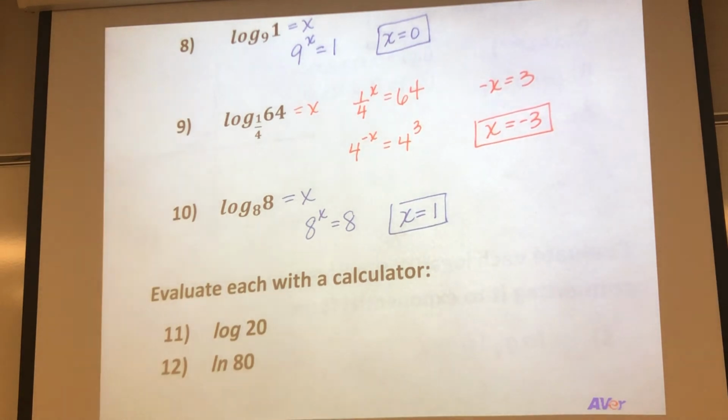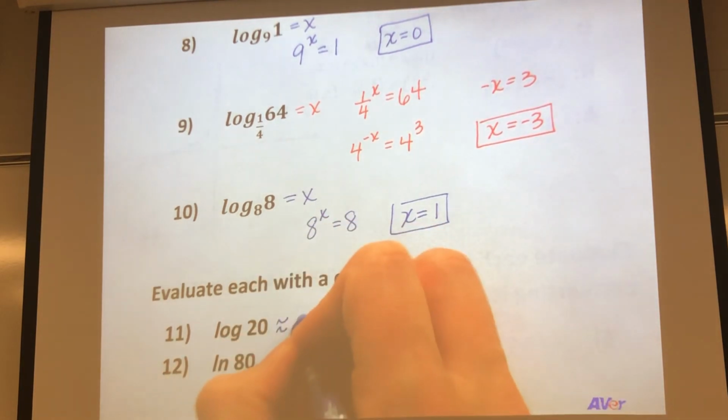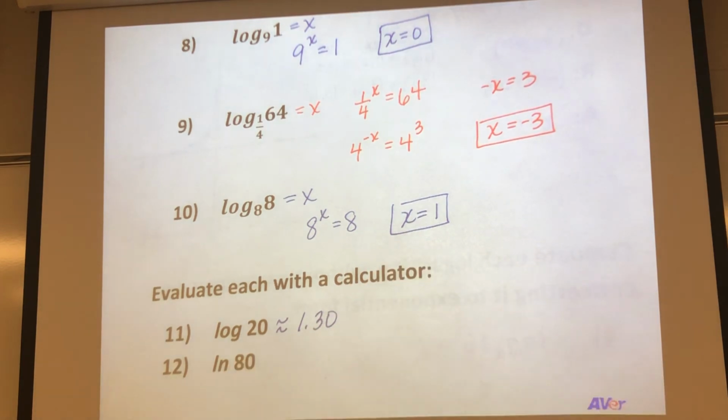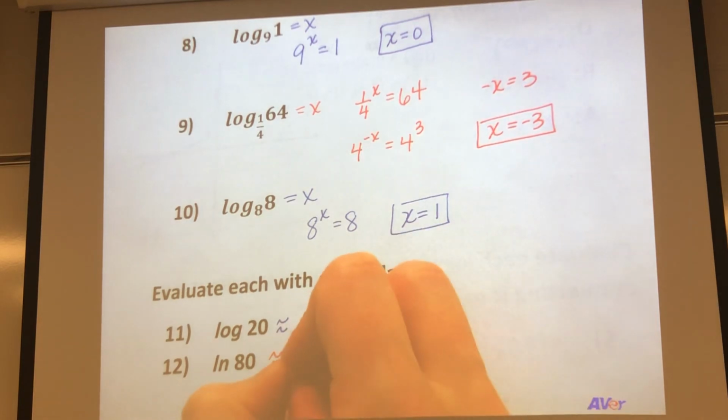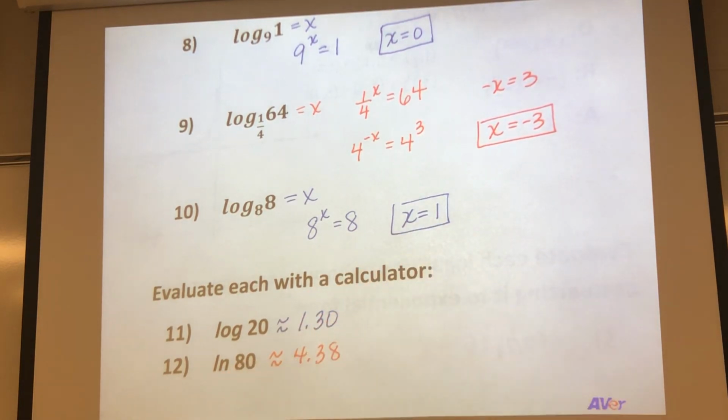All right, last two, we're going to evaluate these with a calculator. So grab your calculator, find your log button, hit log 20, see what it gives you. It's going to be an ugly number, so we're just going to approximate here. Log of 20, you should get 1.30. And then find your ln button. ln is another log, the natural log. I want you to approximate the value for a natural log of 80. Hopefully you get 4.38. So pretty easy to use your calculator with those. Just want you to be familiar with where those are on your calculator.